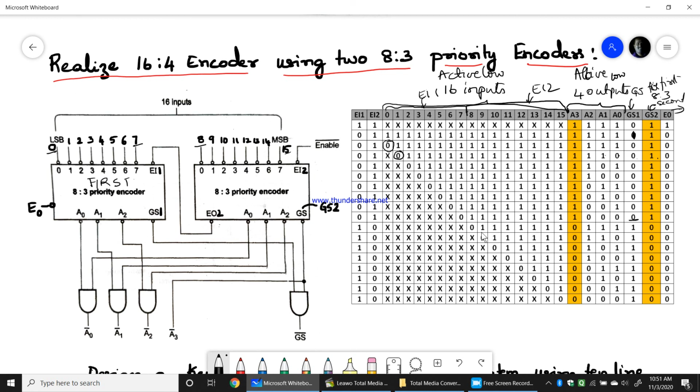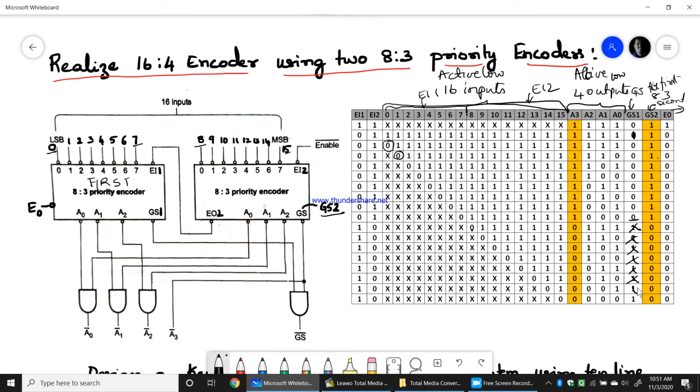Okay, so therefore for 8, now it goes with this IC. So for 8, this is GS2. Now GS2 is 8, so GS2 will be 0 irrespective of the value of this, because it is don't care. Now GS1 is not 1, actually it should be don't care, because it can either be 0 or 1.